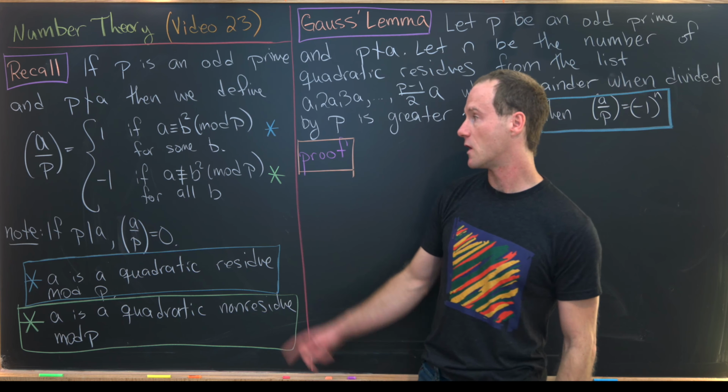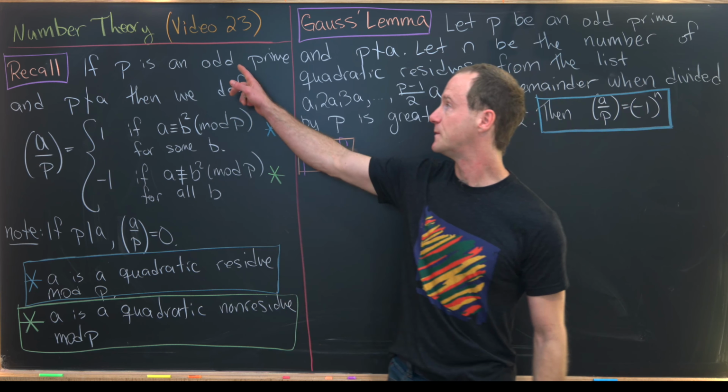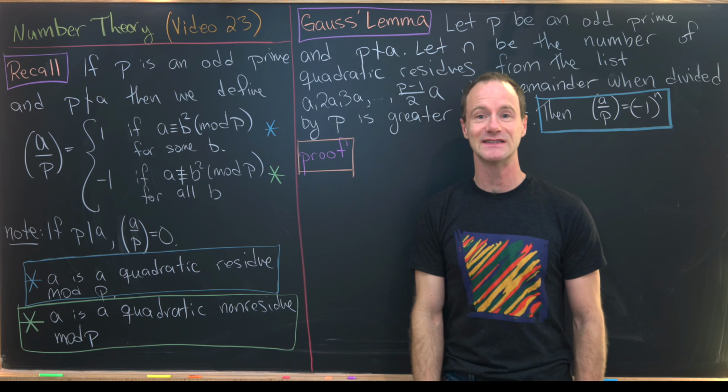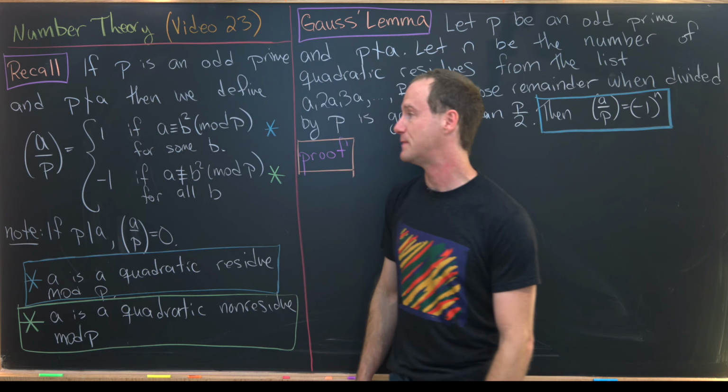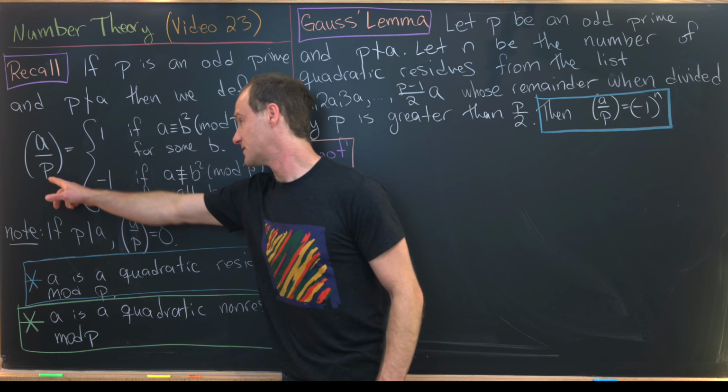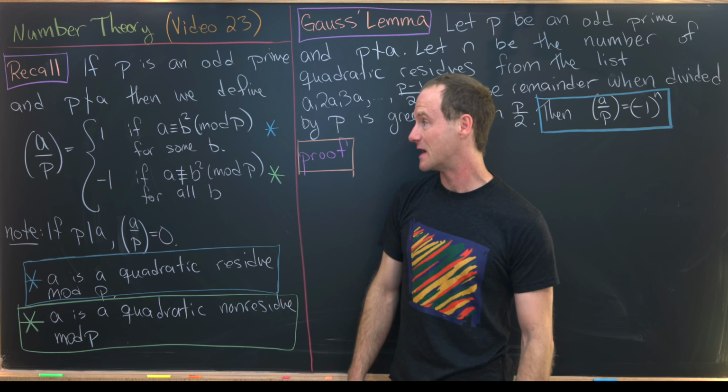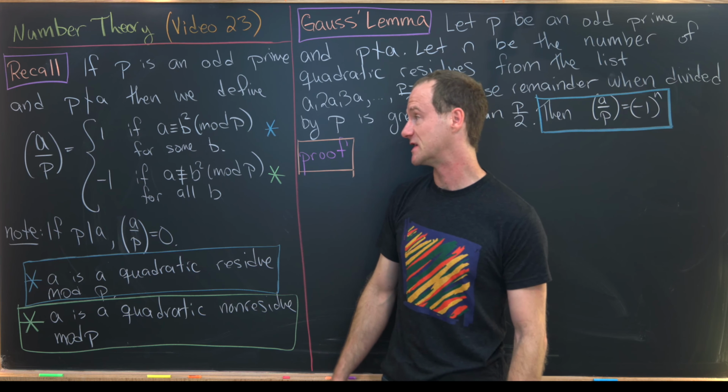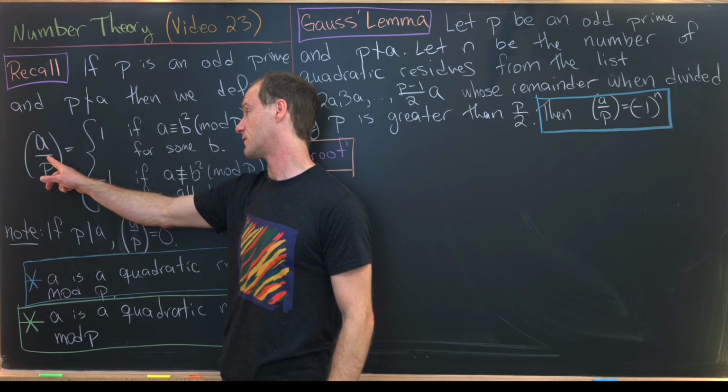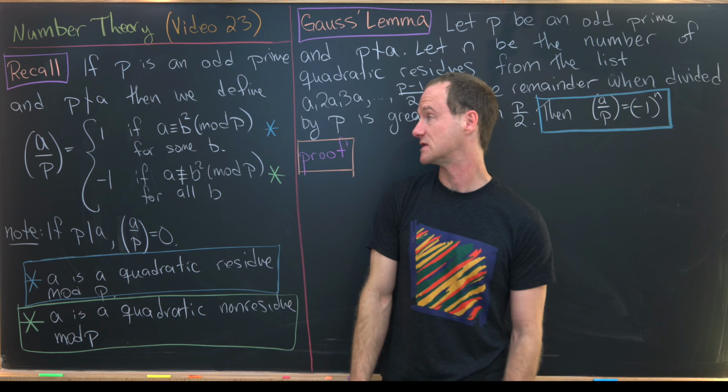So let's first recall the Legendre symbol. If p is an odd prime and a is an integer not divisible by p, then we define this symbol here. Maybe we'll say a by p. It is not a fraction, I should say that. This entire symbol involves the line and the parentheses.